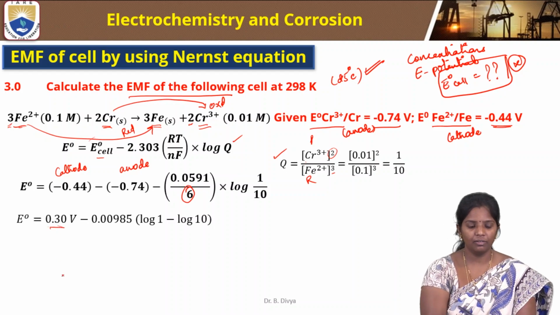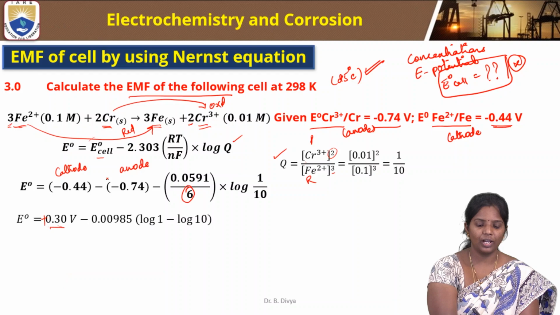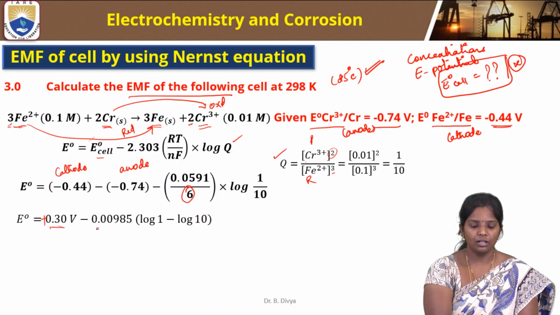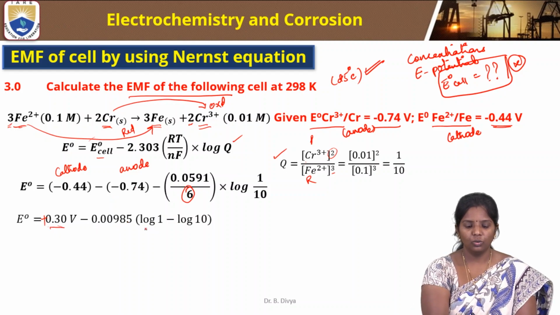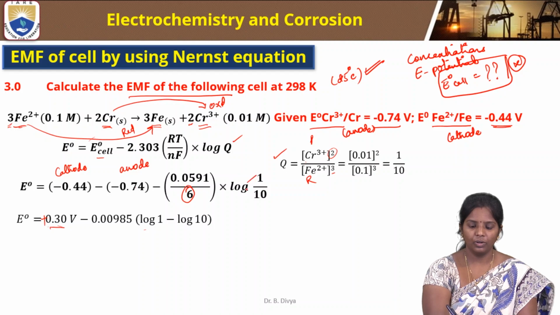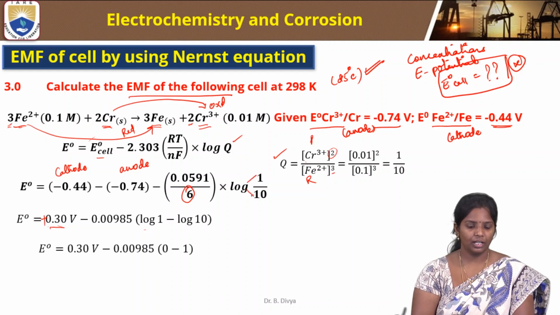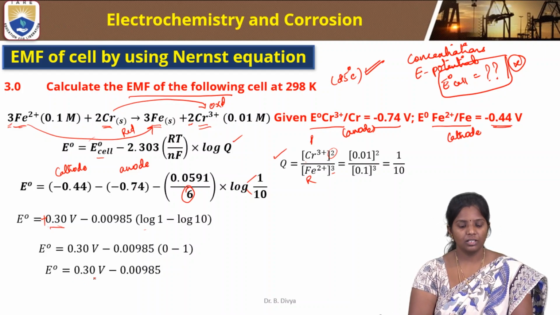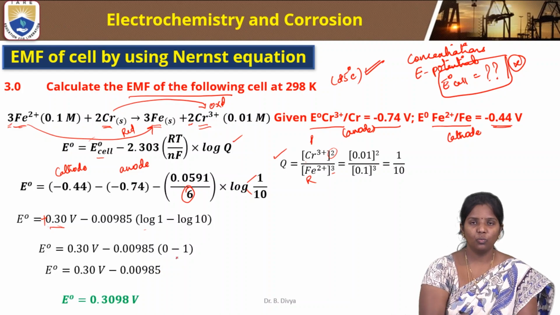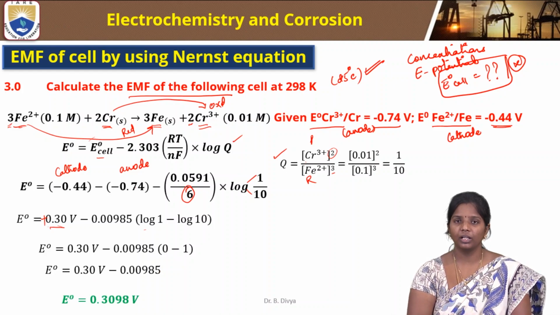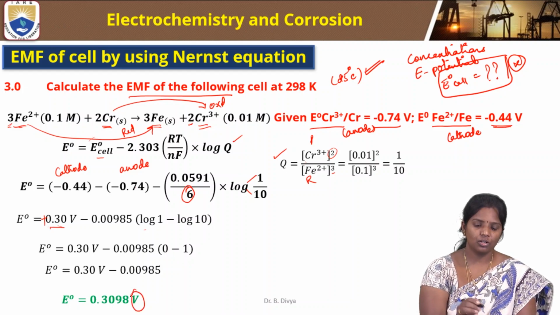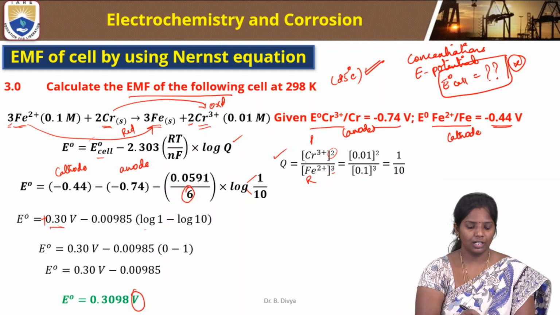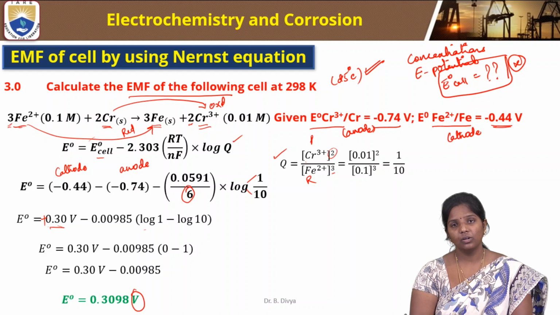Why are we taking plus here? Why is the plus sign here? Because the highest value has a plus sign. Minus into minus is plus. So plus 0.3 volt minus 0.00985 into log 1 minus log 10. This is log 1 minus log 10. So after recalculation, we get 0.3 minus 0.0098. In any calculation or numerical problem, units are very important. So it is always important to substitute the values with units so that we get ultimately the units that are left over. So we get 0.3098 volt.